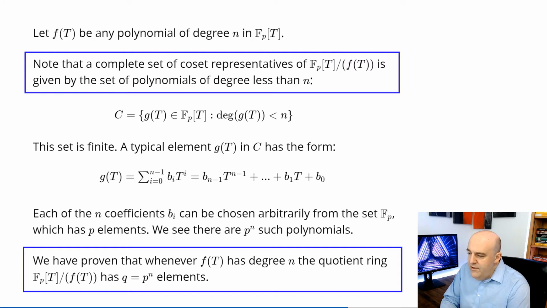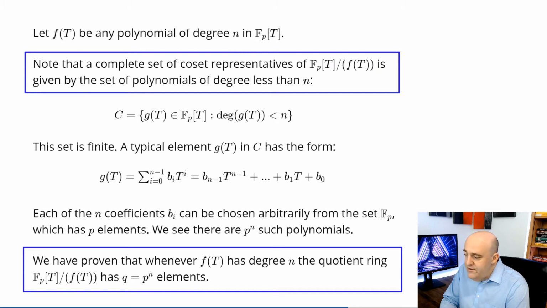So the observation that I want to point out is that if we look at the quotient ring with respect to that polynomial, the principal ideal generated by that polynomial, then a complete set of coset representatives of that quotient is given by the set of polynomials of degree less than n. So if we define C to be a subset of the polynomial ring to consist of all polynomials g of t whose degrees are strictly less than n, then every coset has a unique representative in C. And notice the set C is finite.